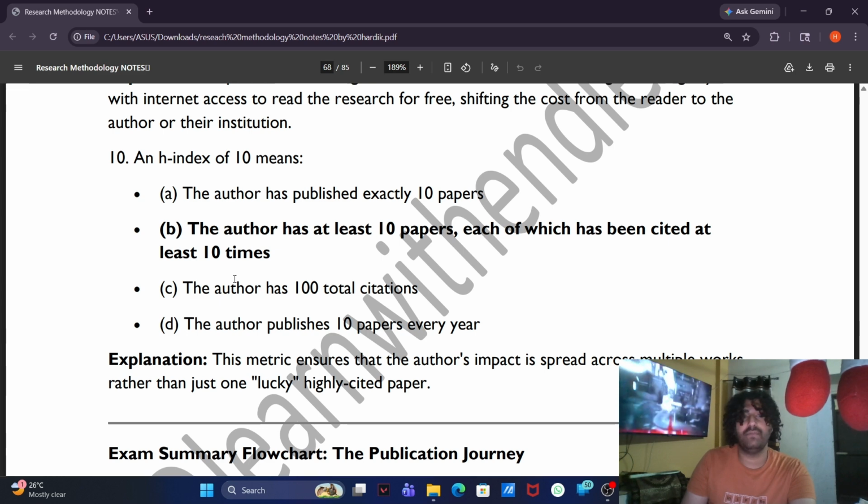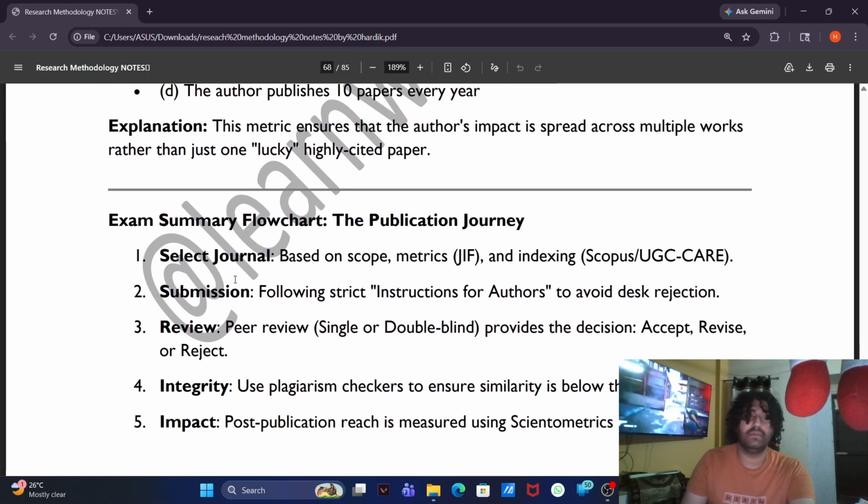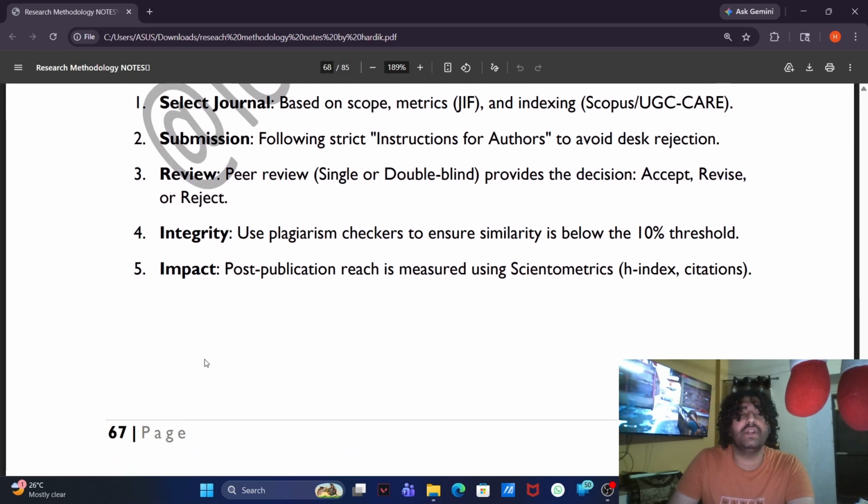An H index of 10 means the author has at least 10 papers, each of which have been cited at least 10 times. The metric ensures that the author's impact is spread across multiple works rather than just one lucky, highly cited paper. Here is an exam summary flowchart again. Select journal, submission, review, integrity, impact.